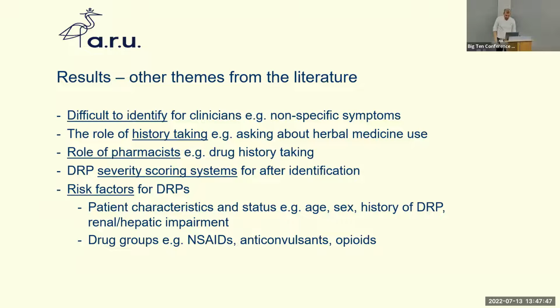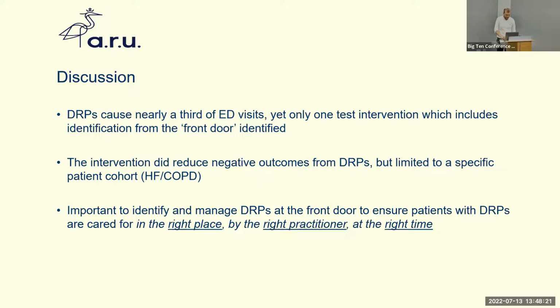Risk factors was a big theme that emerged, a main theme. This was around patient characteristics, so whether those of certain ages were more likely to suffer a DRP, or maybe men versus women. Actually, for both of those, the evidence was contrary on both. And then also patient status. If they'd had a DRP in the past, or they've got renal or hepatic impairment, those were risk factors to increase likelihood of a DRP. And your typical groups associated with DRPs, unexpectedly, were NSAIDs, anticonvulsants, opioids, amongst others.